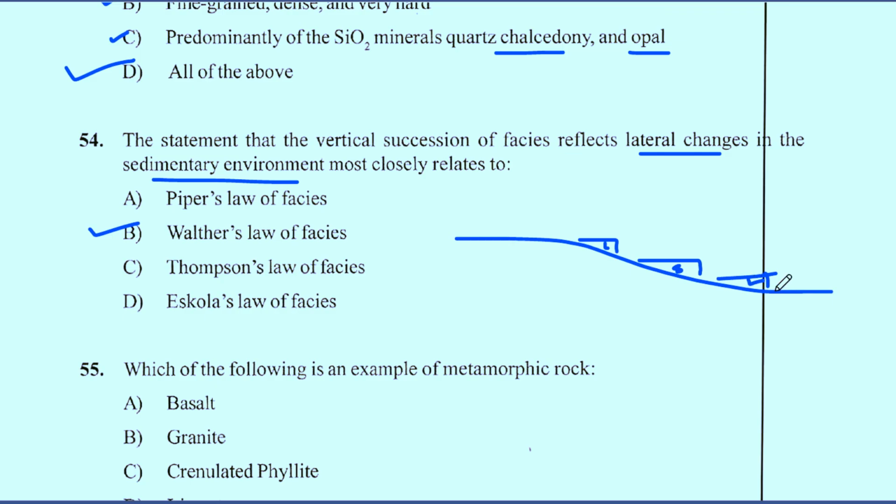Okay, suppose sea level rises. This limestone comes over here, this sandstone comes over here, and this clay comes over here. So now if we look at this part, we are getting a change, and laterally also there is a change in variation. So this law tells that, lateral as well as vertical, both.